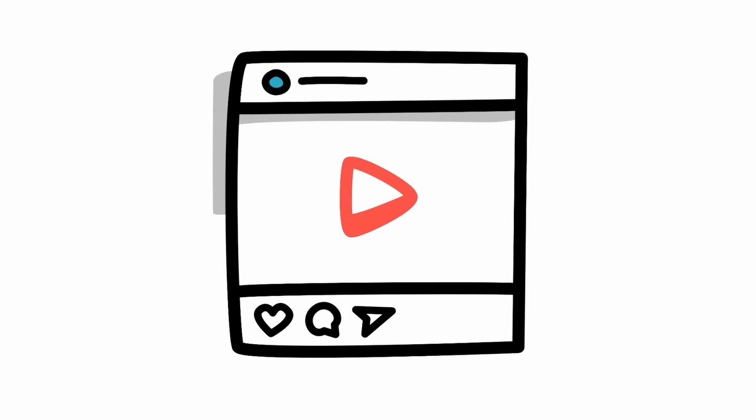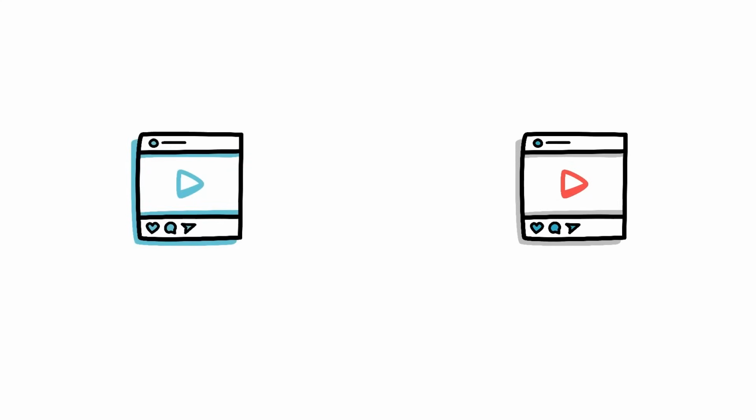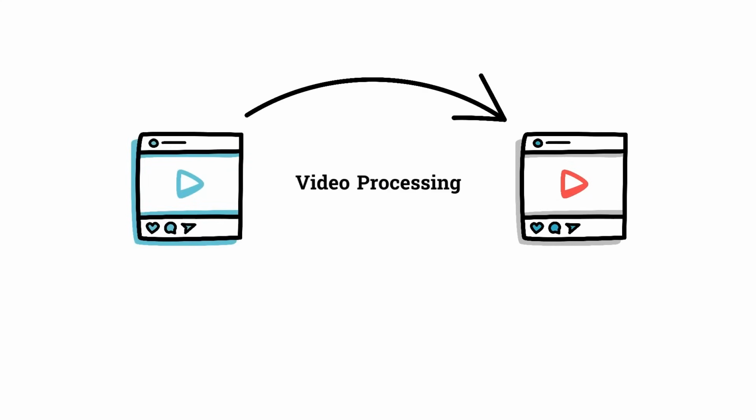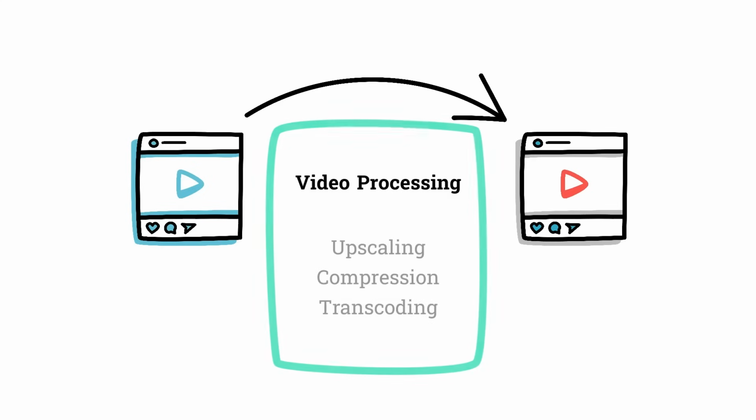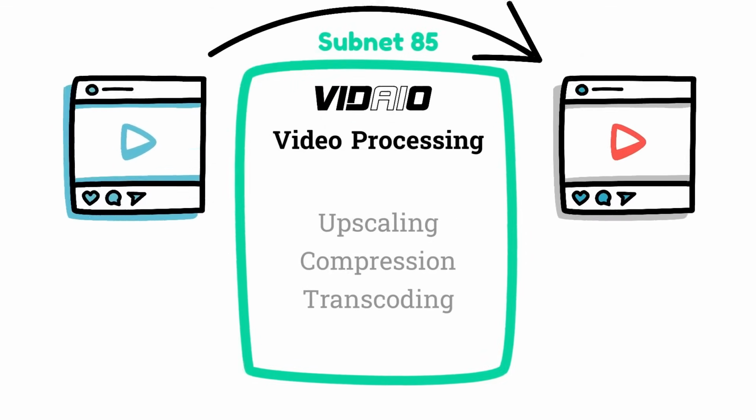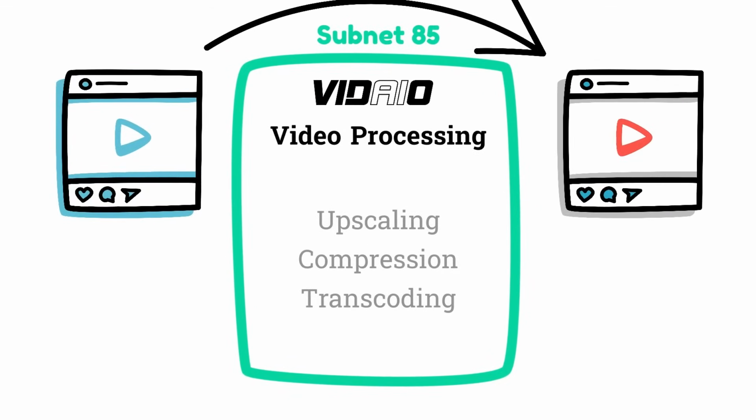Videos account for 80% of global internet traffic, requiring immense storage and bandwidth. So videos need to be processed before they reach viewers. Vidaio aims to reduce costs for content creators and video platforms by providing AI-powered video processing on Bittensor. So how does it work?